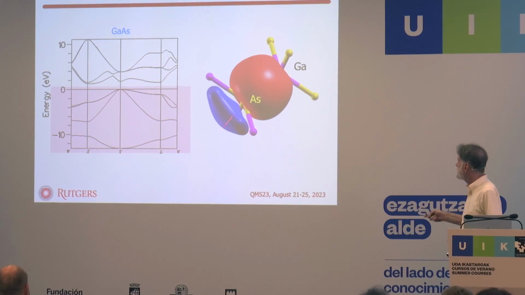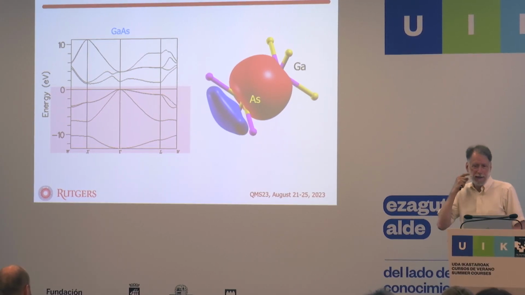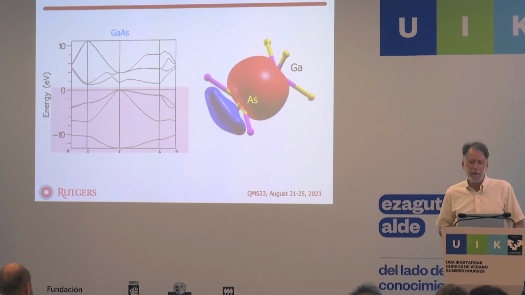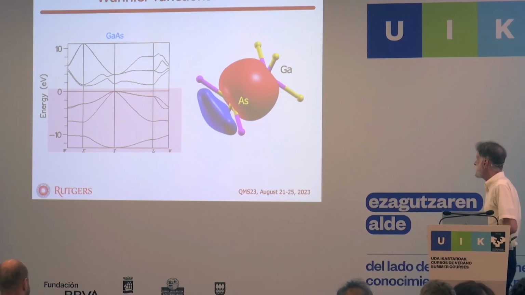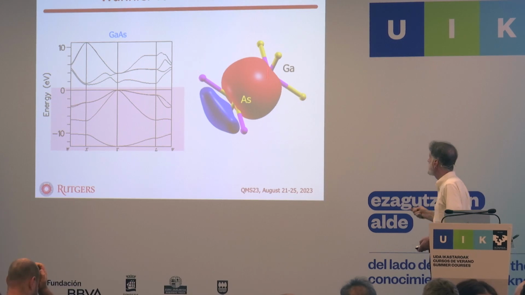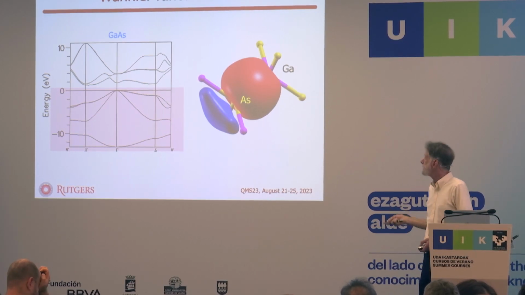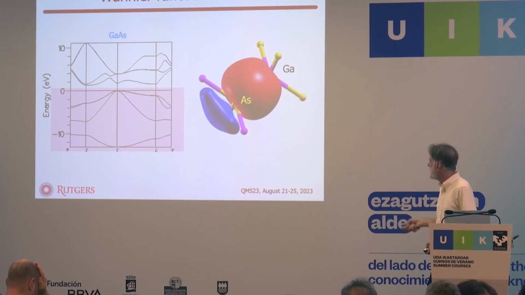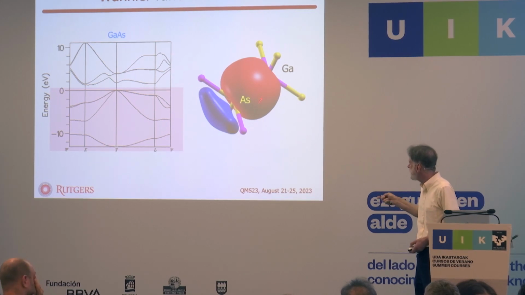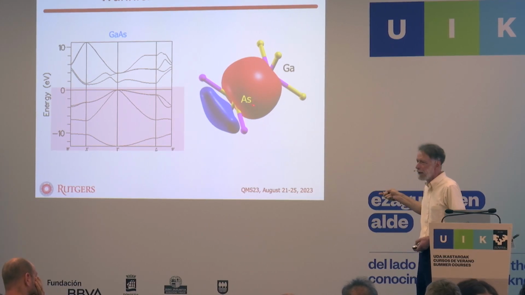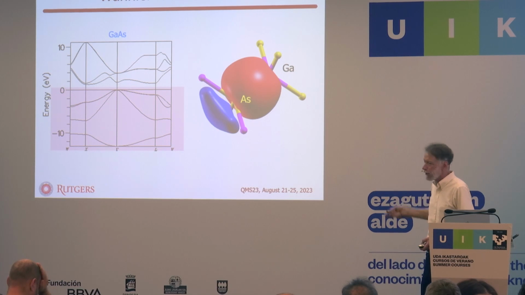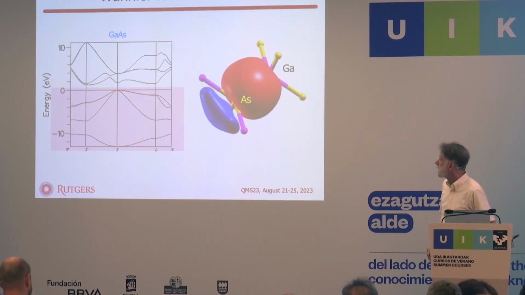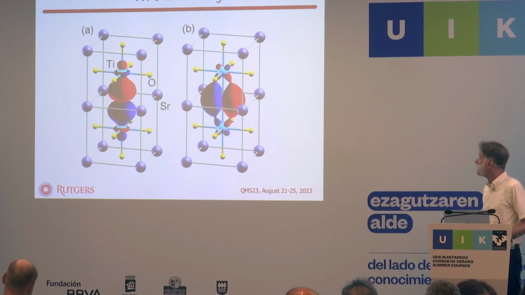Okay, here's what you get if you do the same thing for gallium arsenide. It's what I showed before, obviously. It's similar to silicon, but there's an asymmetry because arsenic is more electronegative than gallium. You're basically building this out of sp3 orbitals, and so this negative lobe over here is the little negative piece of the sp3 orbital.